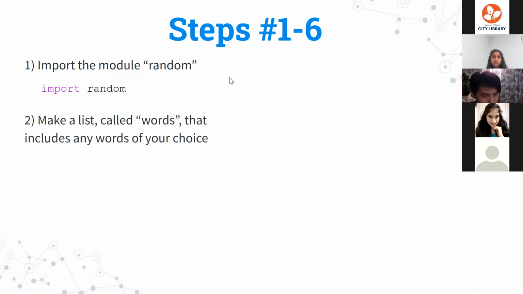For the second step, you're going to make a list called words. Now this list can include any words of your choice. They can be long, short, and they can be about anything. Just make sure that you have multiple words in the list. We'll give you guys some time to do this. Make sure you let us know in the chat when you're done.